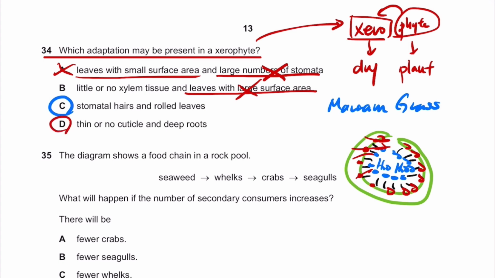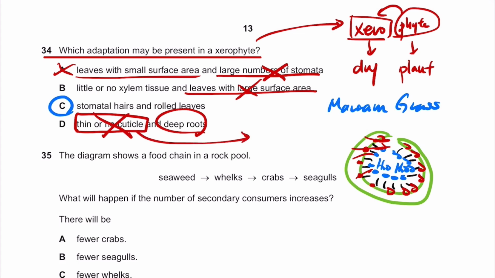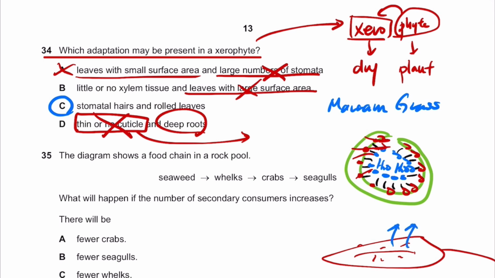Number D, thin or no cuticle and deep roots. Deep roots is, yep, absolutely right. It's a very good adaptation that the xerophytes can have. However, thin or no cuticle, no. Cuticles are like waterproof materials. So if the leaf has no cuticle, the water molecules inside the leaf will just evaporate and get out of the leaf. So no way. So the answer is C for this one.